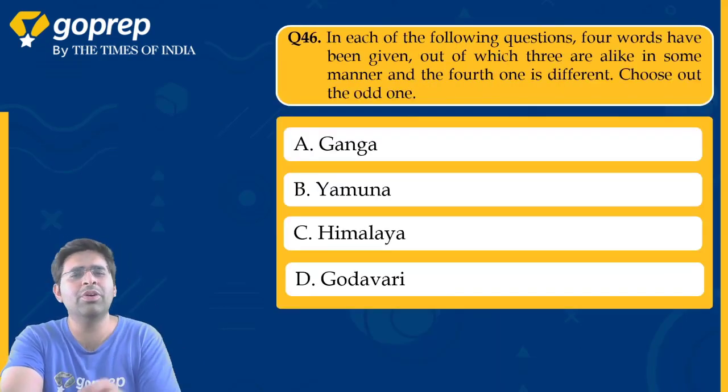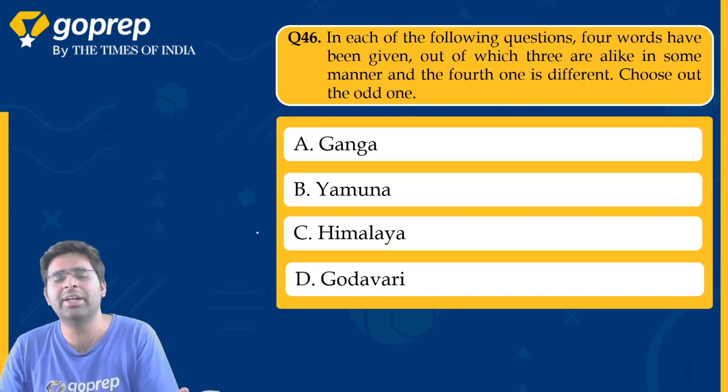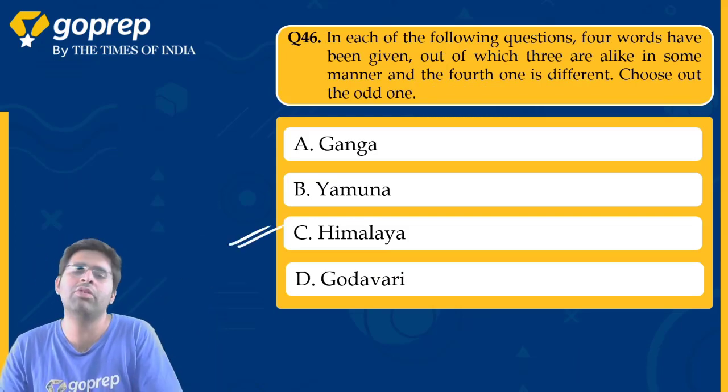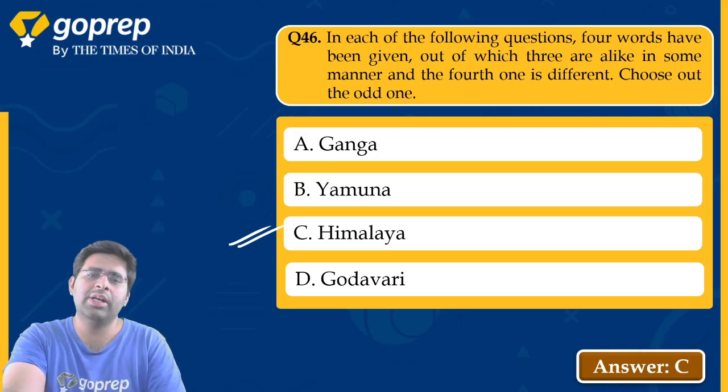Next, नीचे the following question, 4 words have been given. If you could see यार, यहाँ पे सारे के सारे अलग है, सिर्फ एक C हिमालय है जो माउंटेन है, rest are not. उसका आंसर हो जाएगा C.